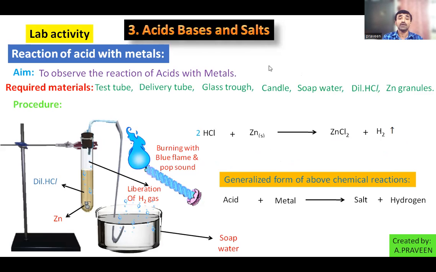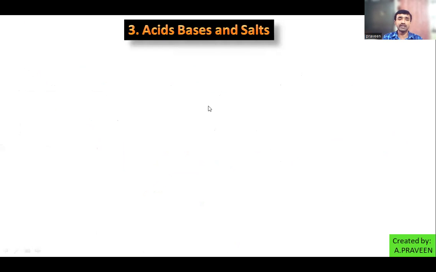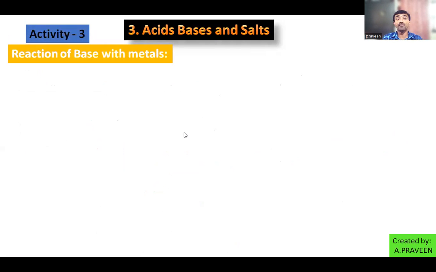Then next, here we observed acid reaction with the metal. Maybe bases also react with the metal. We need to observe that. So that is activity number 3. What is activity number 3 here? That is reaction of base with metals. Here, what are the bases? Metal hydroxides or metal oxides, right?